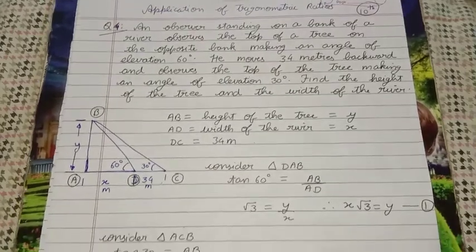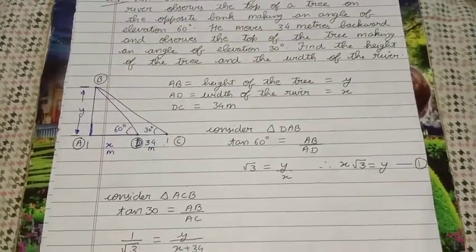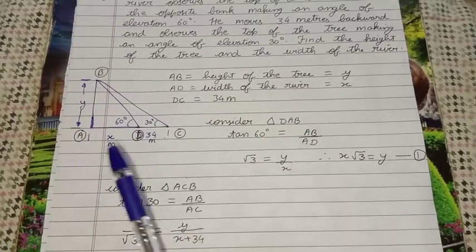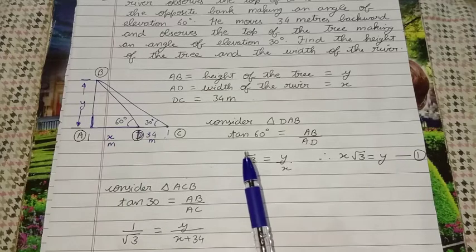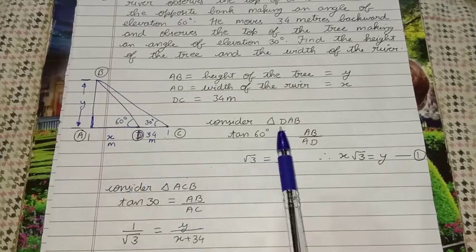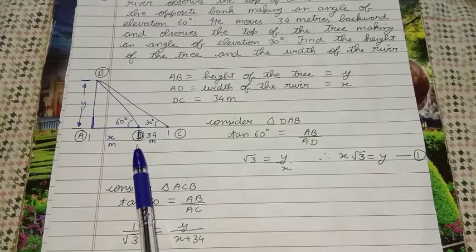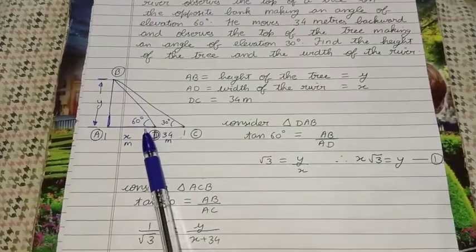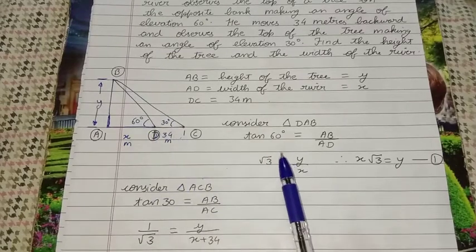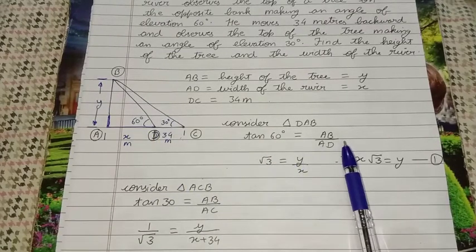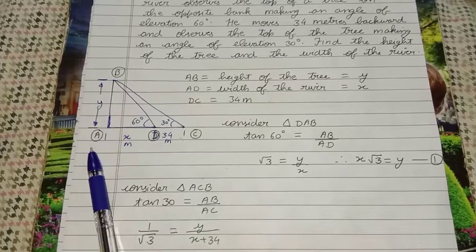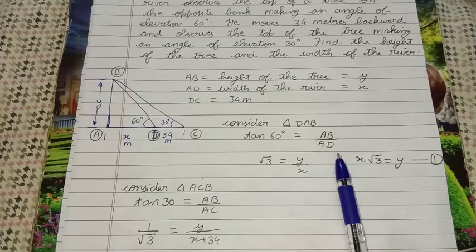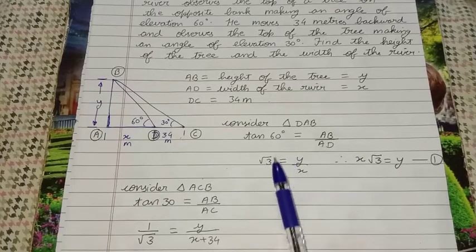Okay, let us start with how to go about it. Watch this diagram properly. We'll apply some trigonometric ratio formulas. Now see, in this triangle DAB, this angle is 60 degree. So tan of 60 degree is the opposite side upon adjacent side. So it is AB upon AD.